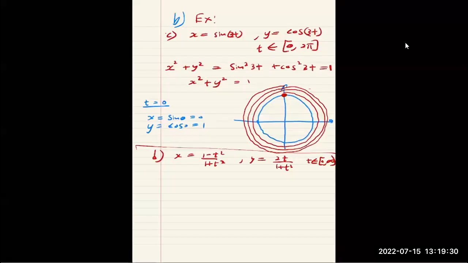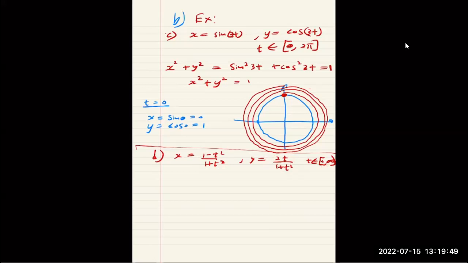Pardon me, actually this quantity would never be negative, but this quantity, of course, could be negative. Keep in mind that your y is always greater than or equal to 0 as long as t is between 0 and infinity. That will help us to figure out the shape of the curve.